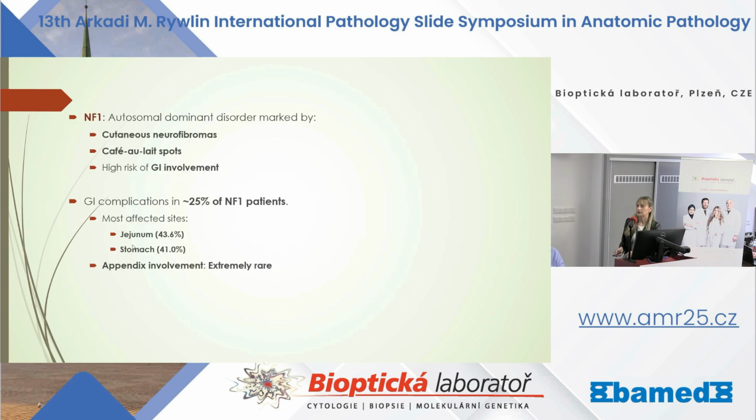Neurofibromatosis type 1 is an autosomal dominant disorder marked by cutaneous neurofibromas, café-au-lait spots, and high risk of GI involvement. GI complications are present in 25% of neurofibromatosis type 1 patients, but most affected are the jejunum and stomach, while appendix involvement is extremely rare.